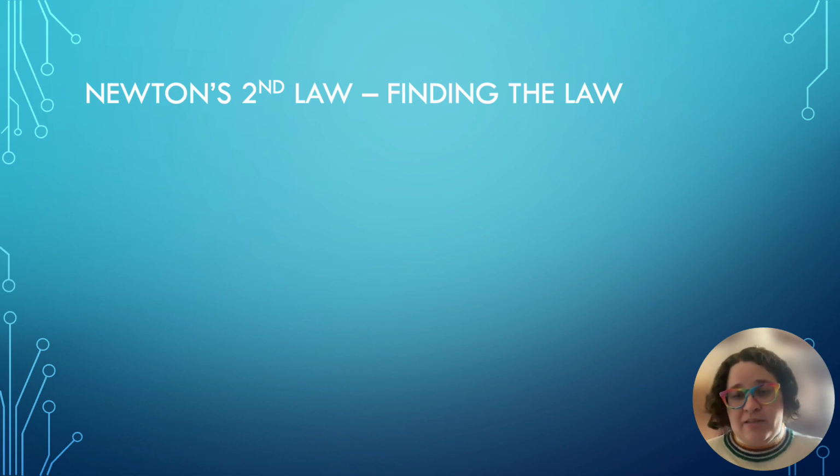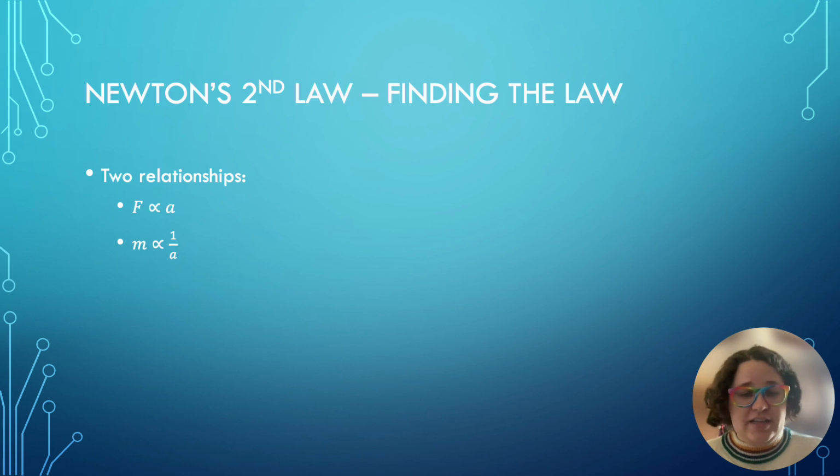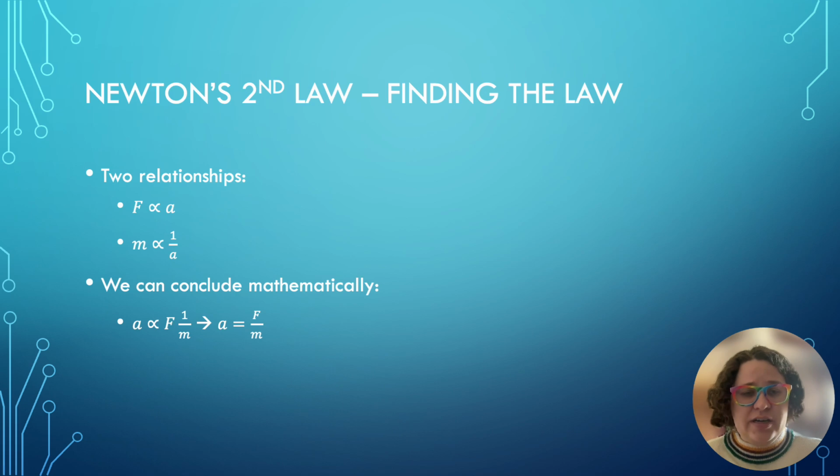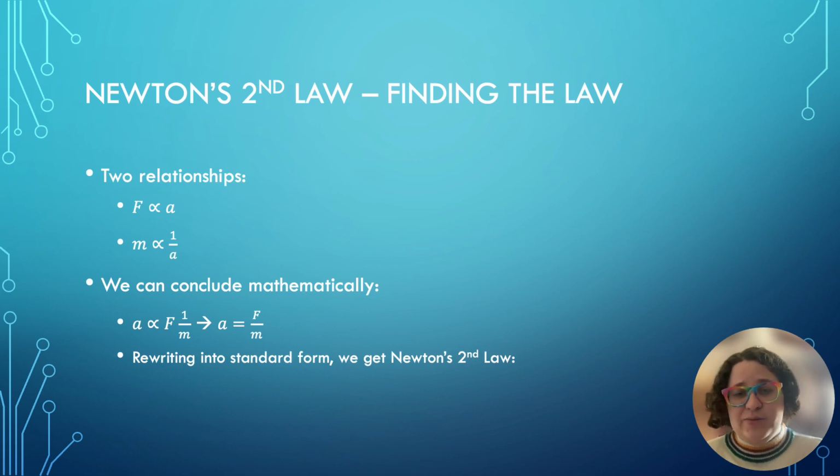So let's put this in mathematical terms. We have our 2 relationships we just discovered: the acceleration is directly proportional to the force, and inversely proportional to the mass. So mathematically we can conclude that the acceleration is equal to the force divided by the mass. If we rewrite it into a different form, we get Newton's second law: the net force acting on an object is equal to its mass times its acceleration. So F equals ma.